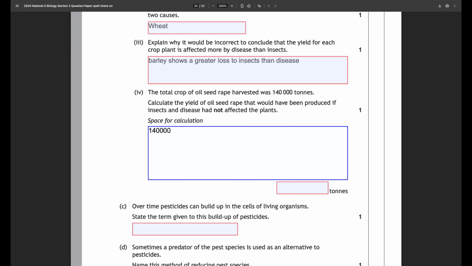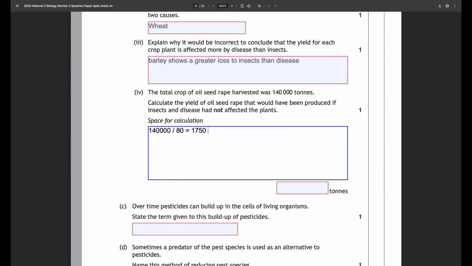Okay, 140,000 is 80% of what it could have been. So the first thing we're going to do is divide 140,000 by 80. Now, why are we doing that? Because that will give us 1%. If 140,000 is 80%, then we divide it by 80 and we get 1%. So the 1% would be 1,750.